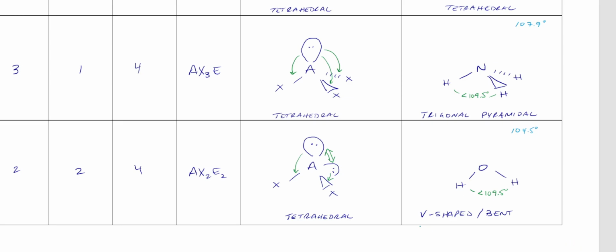So that covers the first sets of families that we wanted to take a look at: linear electron geometry, trigonal planar electron geometry, and tetrahedral electron geometry. And in the next video, we'll take a look at the electron geometry that's based on trigonal bipyramidal.